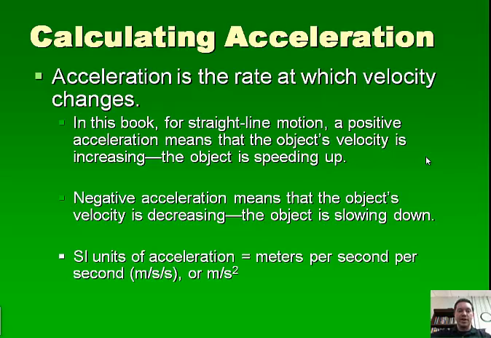We use SI units to indicate acceleration, and because velocity is meters per second and acceleration is per unit of time, we do meters per second per second. However, meters per second squared tends to be more of the universal notation of how we show acceleration, meters per second squared, instead of meters per second per second. We just multiply these seconds together and get seconds squared.